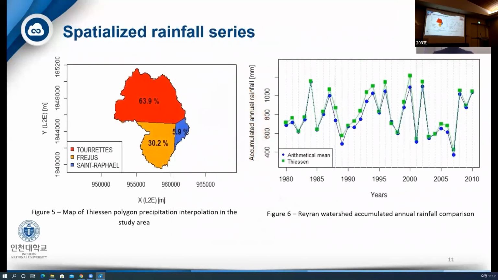So here are some detailed results. After performing a spatial interpolation, we can see that there is not much difference between the Thiessen-Pflüger method and the arithmetical mean method regarding the precipitation data. However, you can see that the Thiessen approximation tends to top the arithmetical approximation, as Tourette has a bigger influence than the other rainfall stations, and the rainfall at Tourette station is bigger than the other ones, as Tourette is located nearby mountains, whereas the other two are located by the sea.